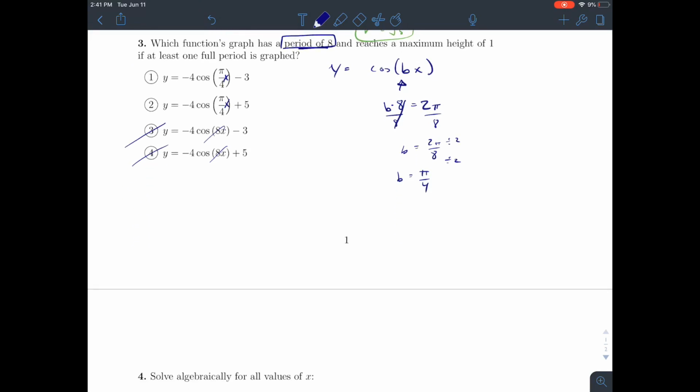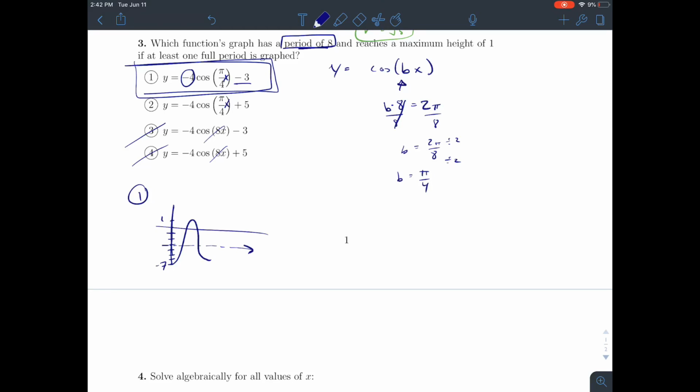Now the next step is to think about maximum heights. Let me draw these a little separate, so I'll label them down here. So number 1, this one has a vertical shift of -3, so the midline is at -3. This one has an amplitude of 4 because the -4 means it's going to go up 4 and down 4. So it starts off 4 below, which is -7, and it goes 4 above, which is -1. So here's one period for option 1, and that does have a maximum height of 1.